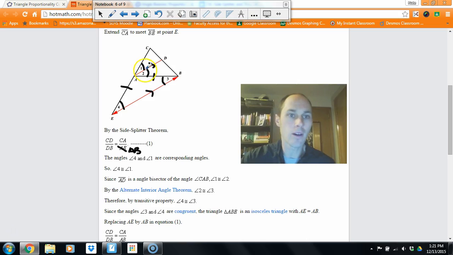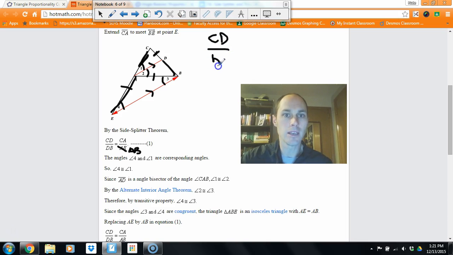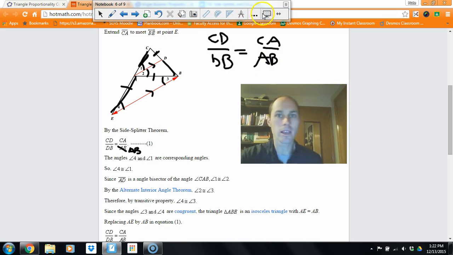So since all these angles are the same, when we drew in this extra line, typically with the side splitter theorem, we'd have CD proportional to DB and AC proportional to AE. And since we proved that this line, AE, is the same as AB, we just have that same proportion, CD to DB is the same ratio as CA to AB. Okay, so that's how that one works. We'll apply that in our work here.